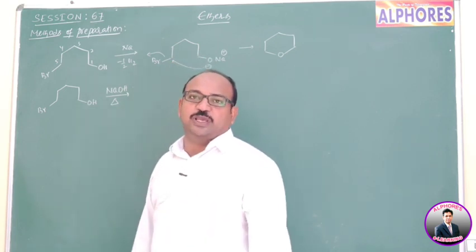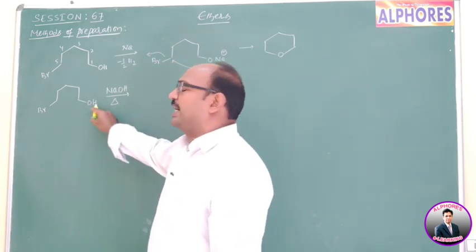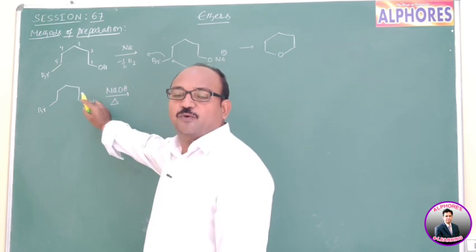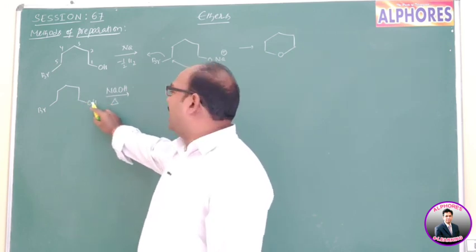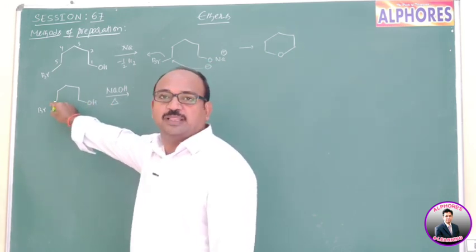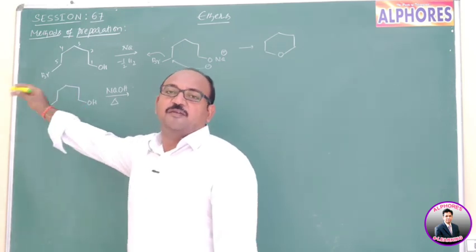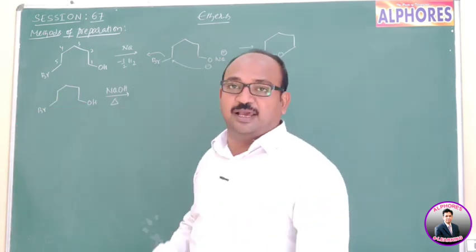Then it prefers to abstract a proton. From where does it prefer to abstract it? It prefers to abstract the proton from the OH only, and O minus formation takes place. This O minus has to come and attack upon this Br-containing carbon, which gives the same product as earlier.